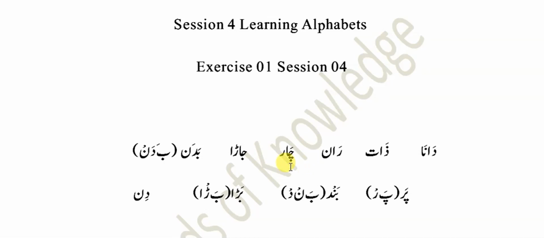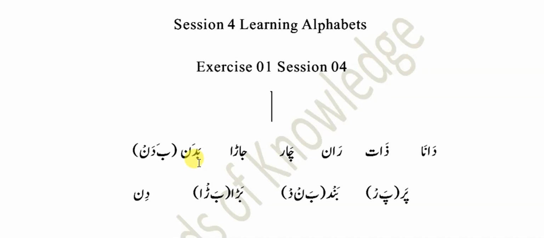Then it's char. And this word has che with zabar sign, alif, and re. It's called char. Then it's jada. It has jim, alif, re, re, and alif. So the whole word is jada.